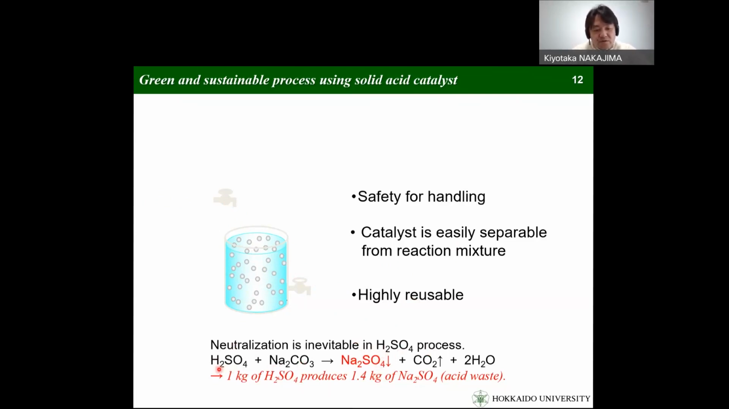When we use sulfuric acid, for example, as an acid catalyst, we can precipitate it by neutralization reactions here. Finally, we can recover the sulfuric acid as a neutralized salt. It is no longer an acid catalyst. And the neutralization produces 1.4 kilograms of, for example, sodium sulfate waste from 1 kilogram of sulfuric acid. Sulfuric acid produces more and more acid waste. So in this sense, we have to find a solid catalyst for the chemical process.